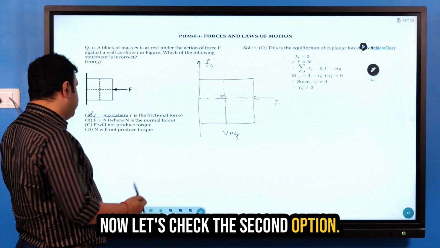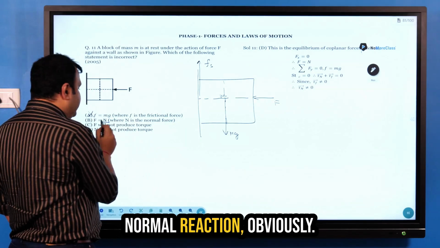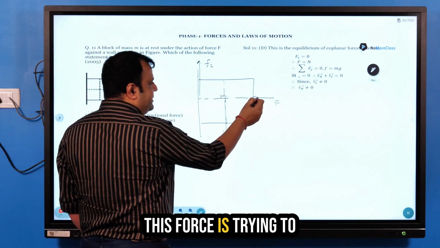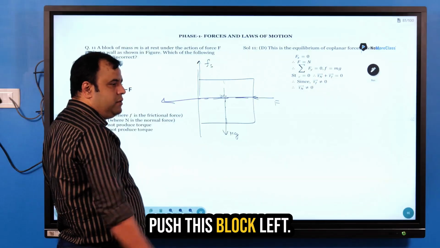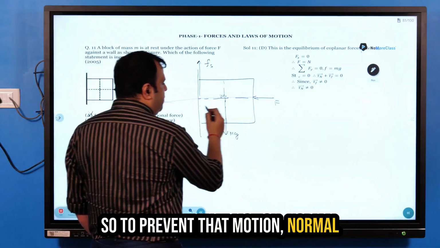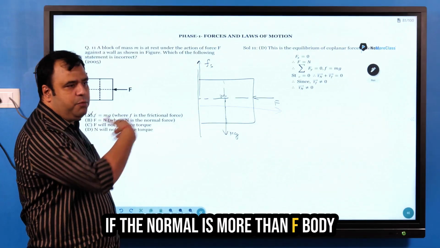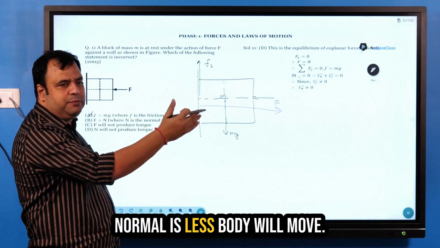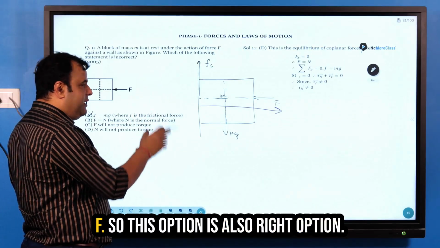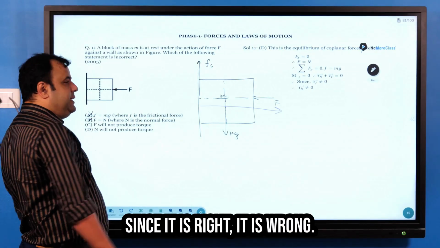Now let's check the second option. This force is equal to the normal force. Obviously, again, this is a driving force. This force is trying to push this block left. So to prevent that motion, normal will be acting in the right direction. If the normal is more than F, the body will move, which is not possible. If the normal is less, the body will move. Again, not possible. So normal will be exactly equal to F. So this option is also a right option. Since it is right, it is wrong.